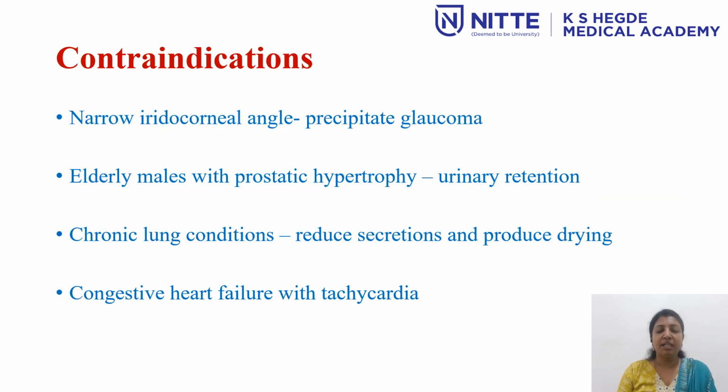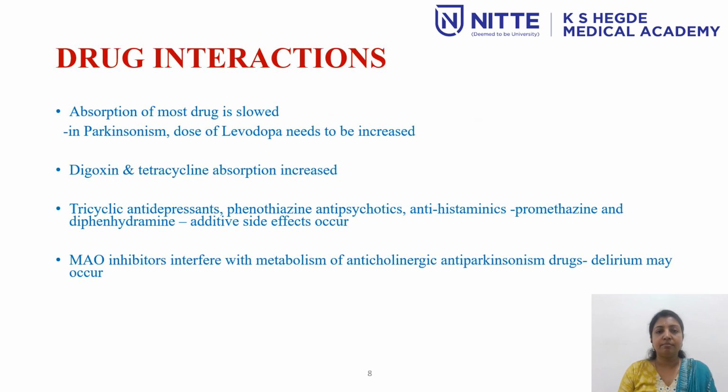Next, coming to the contraindications of atropine. In narrow iridocorneal angle, atropine can precipitate glaucoma, so in patients with narrow iridocorneal angle, atropine should not be used. In elderly males, especially with prostatic hypertrophy, it can lead to urinary retention. In chronic lung conditions, it can reduce secretions and produce drying, and also in congestive heart failure with tachycardia. So these are the conditions where you should not use atropine and antimuscarinic drugs.